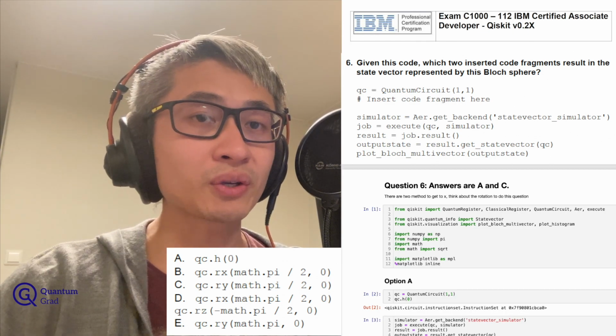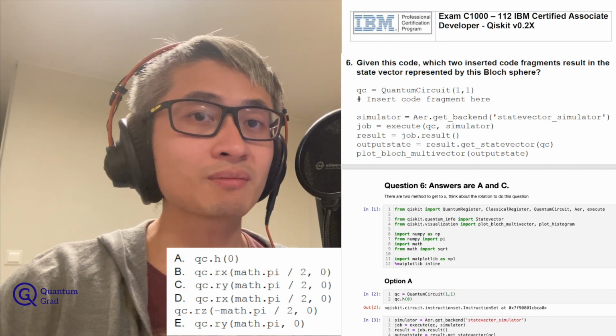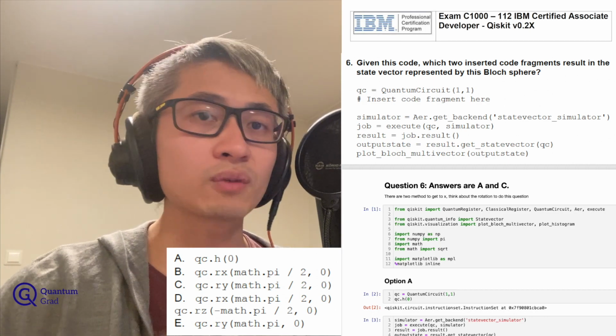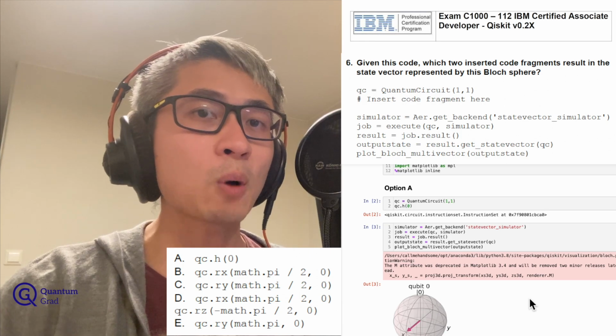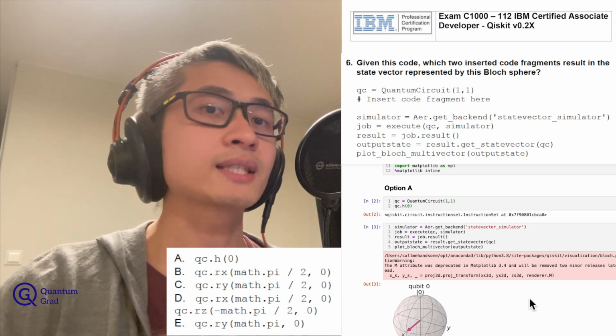Now we just call the code mentioning statevector_simulator and then draw the vector, and then we get the results. The state vector is pointing in the X direction, so that is our answer.